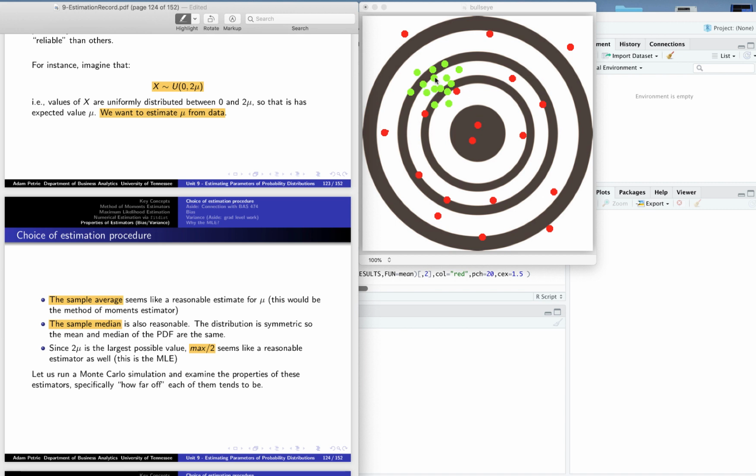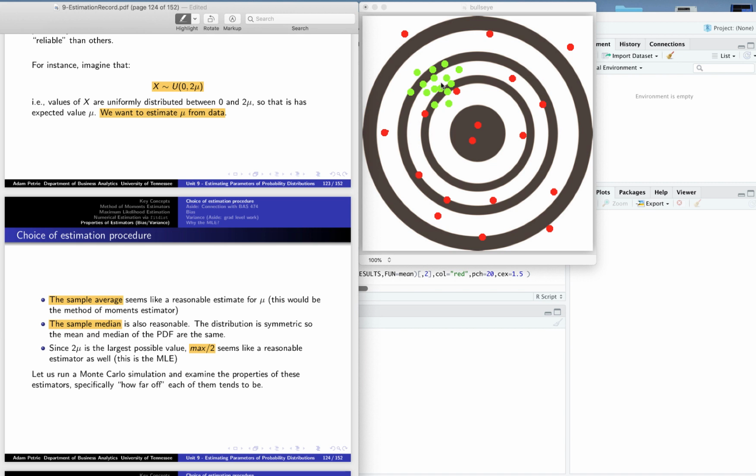The green player, well, their shots are a little bit biased. They're never that close to the center. They're never that far away from the center. They're clustered a certain distance away from the truth. This would be a biased throw here. We expect to end up far away from that bullseye.